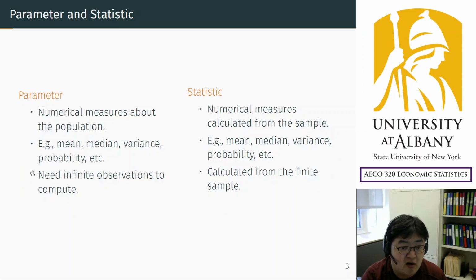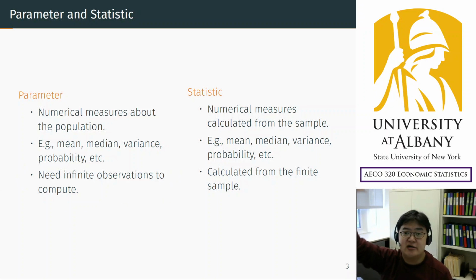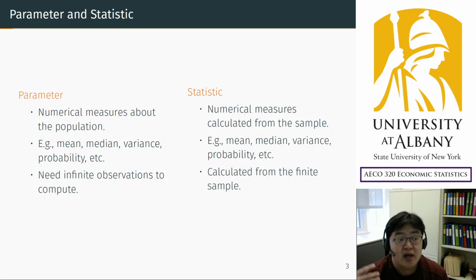However, like earlier, I contrasted the population and the sample this way. You can think about the population as an infinite number of observations, right? Anyhow, we are not going to observe the full set of the population. So we will assume that there are infinite observations. That's the population. And the parameter is the numerical measure calculated from those infinite number of observations. If they were available, that's how you would calculate the parameter.